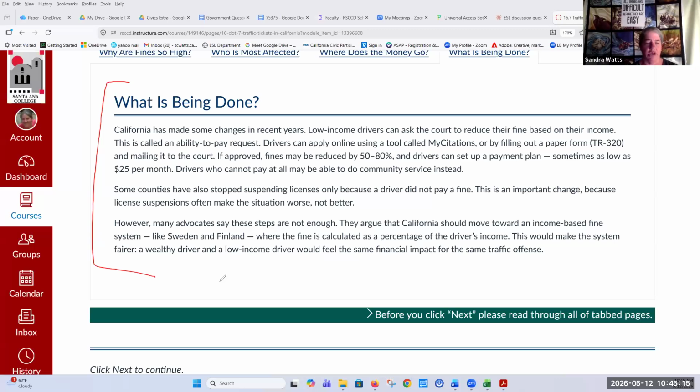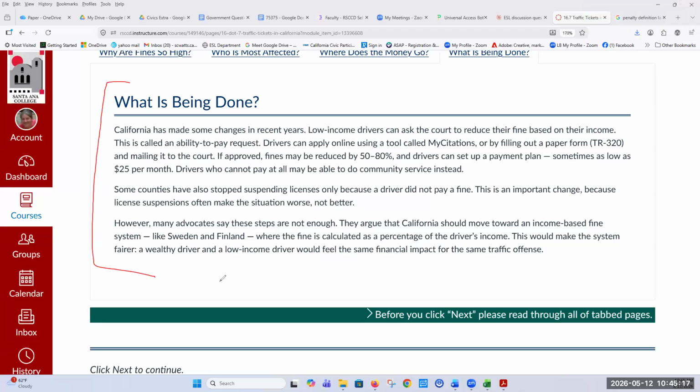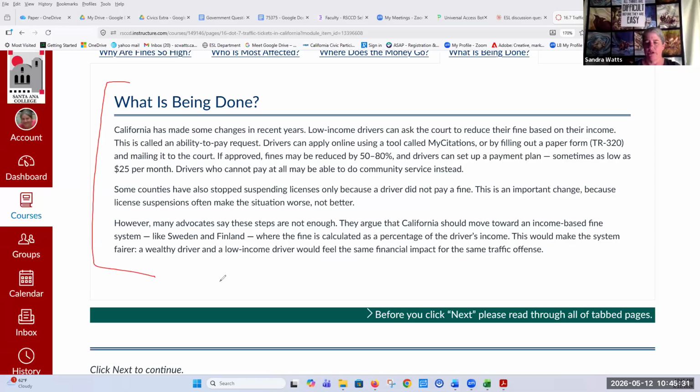Fairer. That's horrible to pronounce. Yeah, fairer. Okay. A wealthy driver and a low-income driver will feel the same financial impact for the same traffic offense. Good. All right.